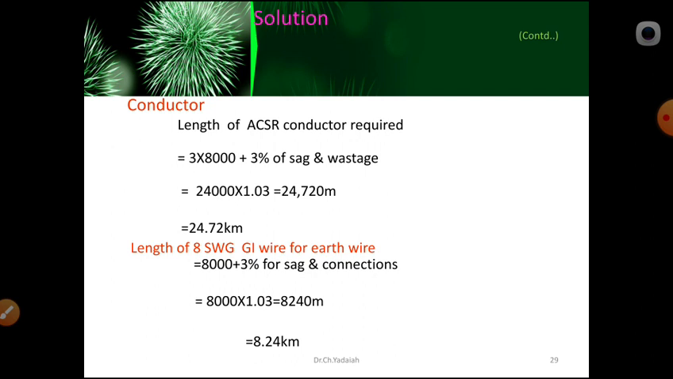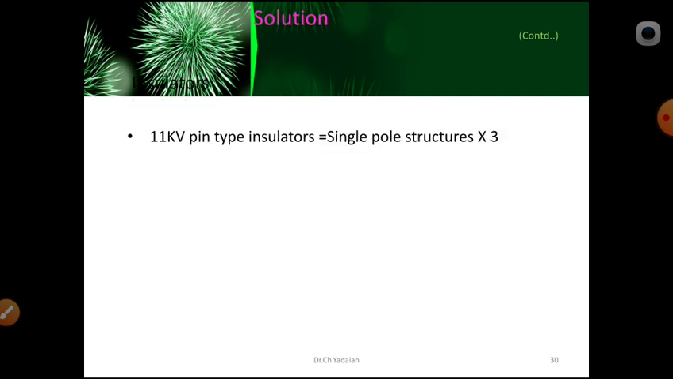Now after that we are going to get the insulators. Now, how many 11 kV pin type insulators are required? Here, single pole structures into 3. Each pole requires 3 pin insulators. Now the total is 79 poles, except the cut points, end points and angle points. So 79 into 3 insulators. So we are going to get 237 pin insulators required.